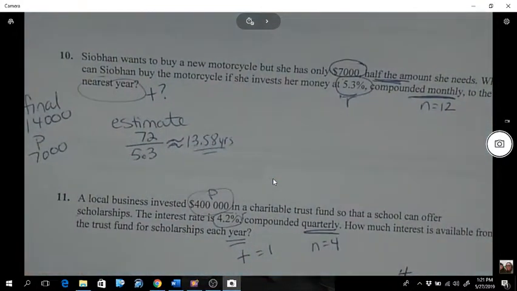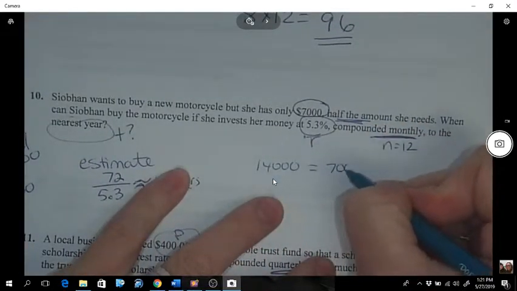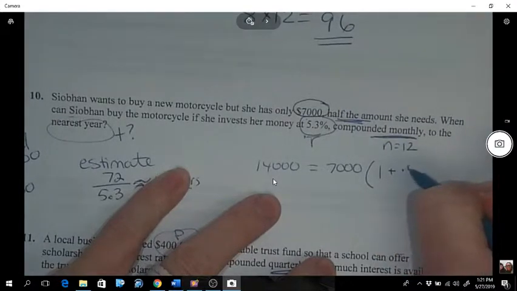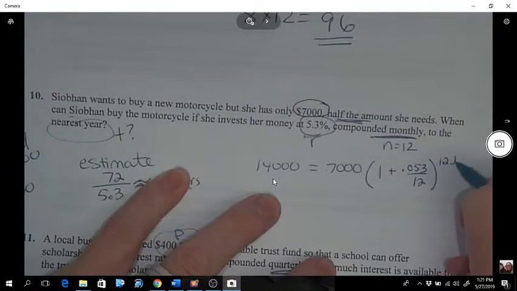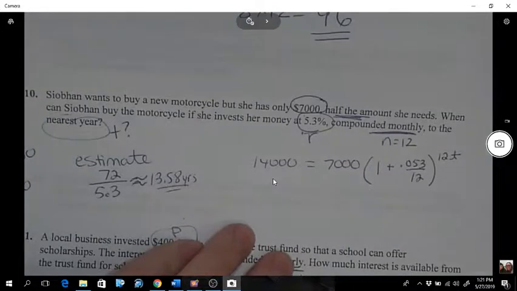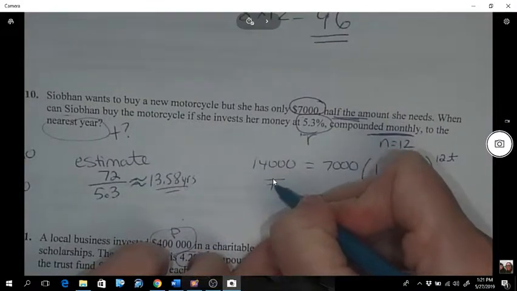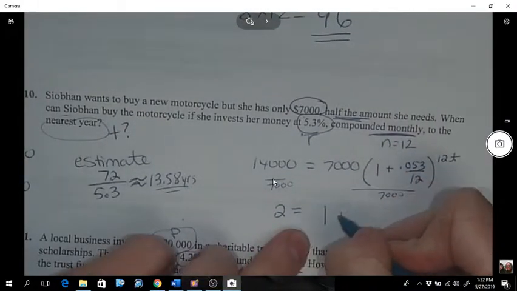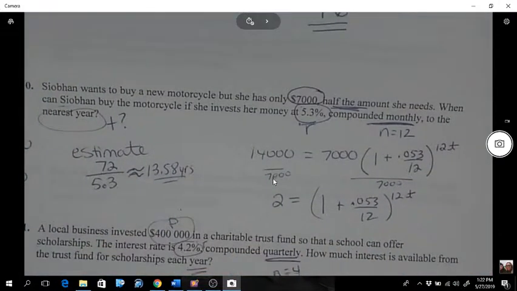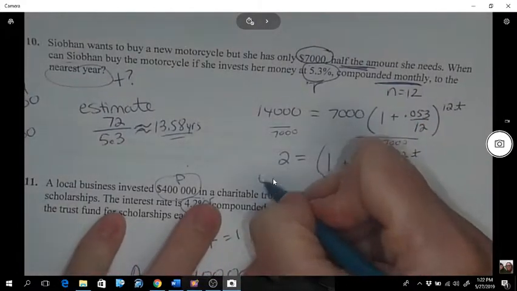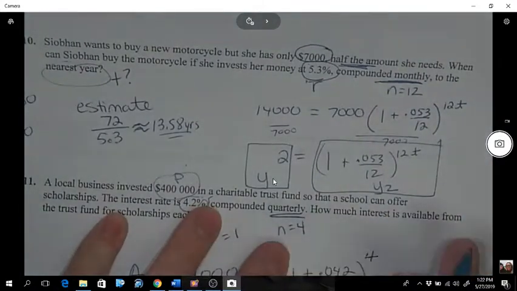Okay, so let's see what we can come up with. Final amount equals the principal times 1 plus 0.053 divided by 12, to the 12t, because that's what I don't know. I am going to divide by 7,000 on both sides, so I get 2 equals, and then I'm just going to write this all as is. Now I'm going to go to my graphing calculator. I'm going to put this into y1 and this into y2, and see where the intersection is.